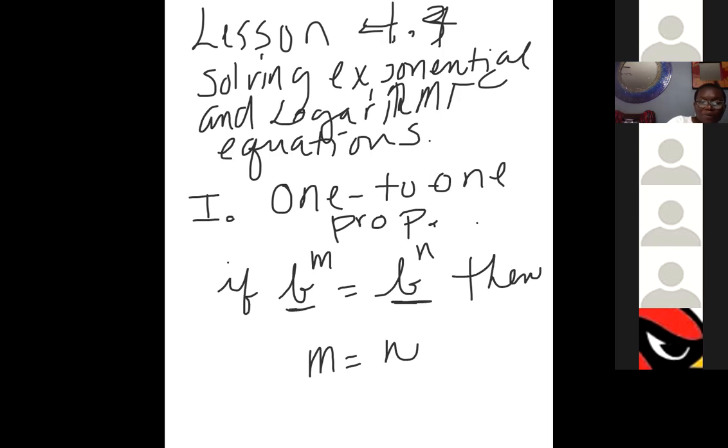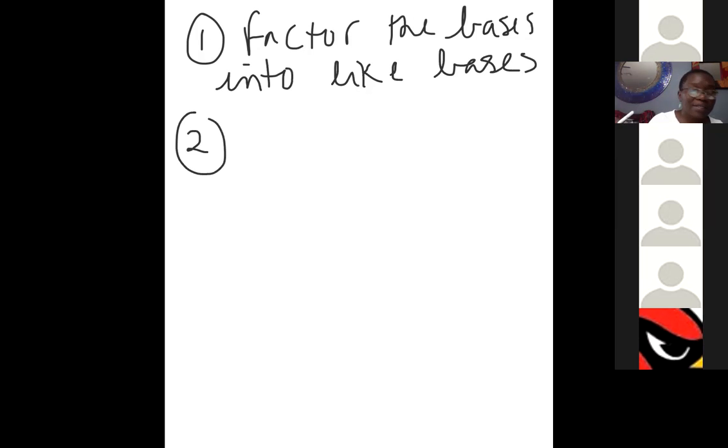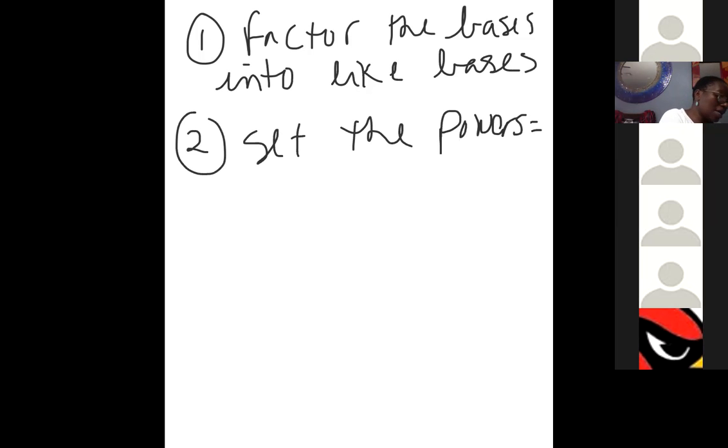So for these problems where you can factor the bases into like bases, guys, here's how you're going to do them. Okay, so number 1, you want to factor the bases, if possible, into like bases. So you have the same base on both sides. Number 2, once you have the bases factored into like bases, set the powers equal to each other and solve it. Guys, this one's easy.